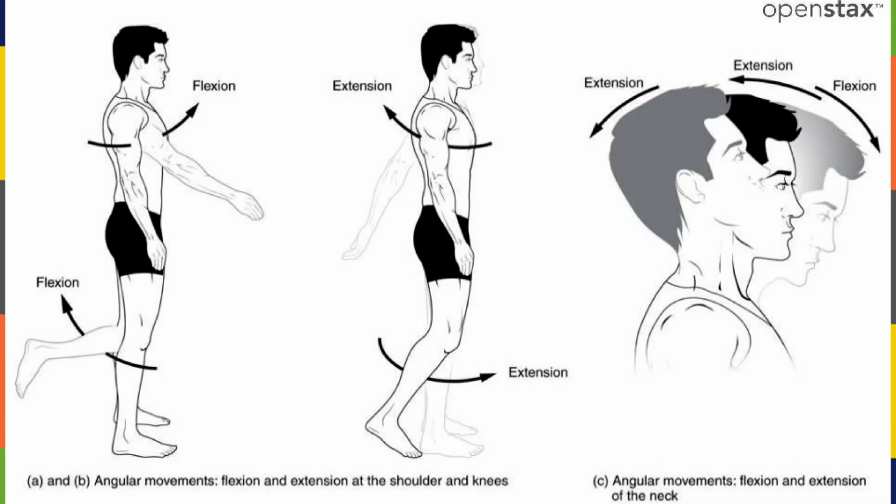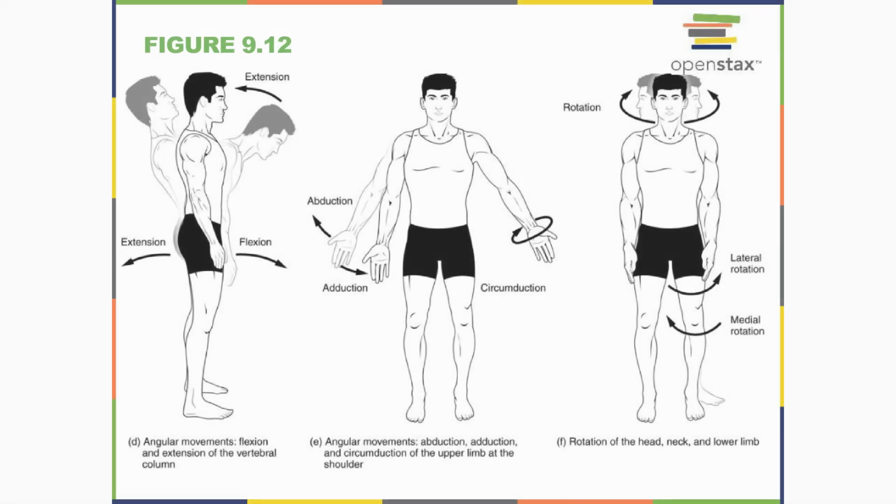Moving to the neck, we see similar flexion and extension movements. When you nod your head forward, bringing your chin toward your chest, that's neck flexion. While most of this motion occurs at the atlanto-occipital joint, these movements involve multiple vertebral joints working together. The vertebral column demonstrates these movements on a larger scale. Spinal flexion occurs when you bend forward to touch your toes, while extension happens when you arch your back.